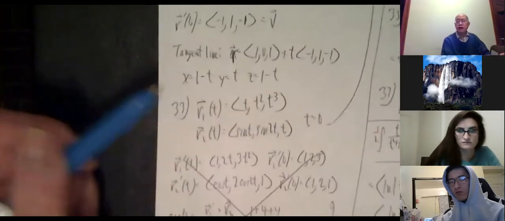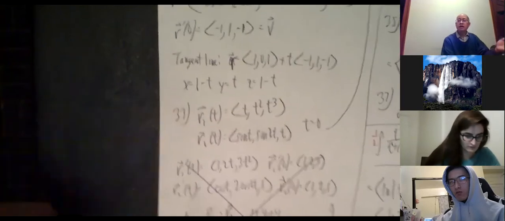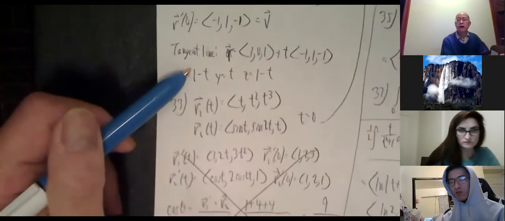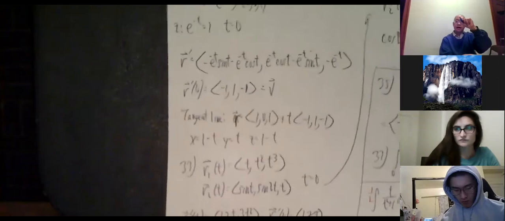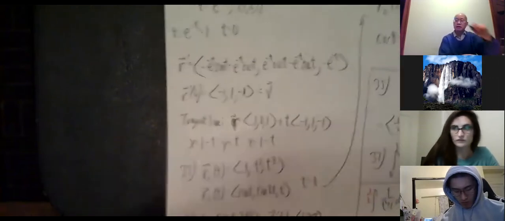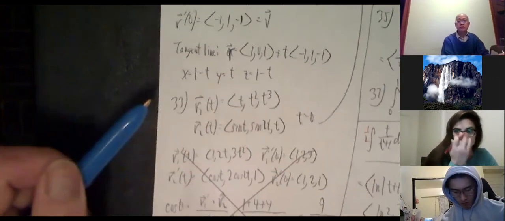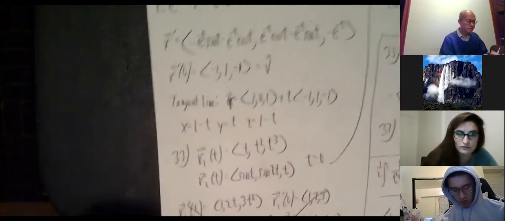Okay? That's just like what you had in Calc 1. Find the equation of the tangent to the curve, blah, blah, blah, at a given point. Okay? So now we have a space curve. There's something in space. So you have a tangent, right, in space. And these are parametric equations for that tangent.